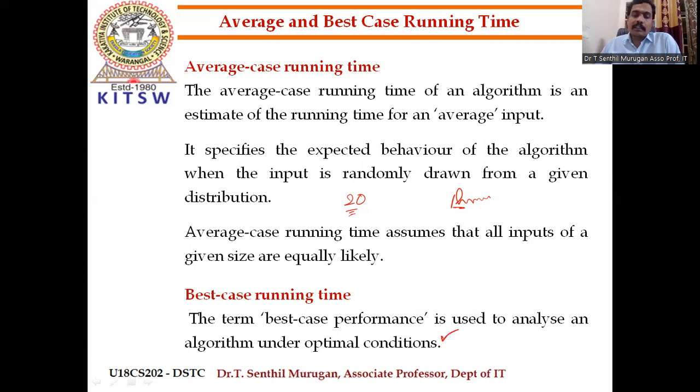Okay, so the best case, simply we can say, is the optimal condition. Optimal condition means the work is already done, so it will take only very minimum time. That is the best case. Average time means it's not the worst case, it's not the best case. We will consider the average divided by 2.